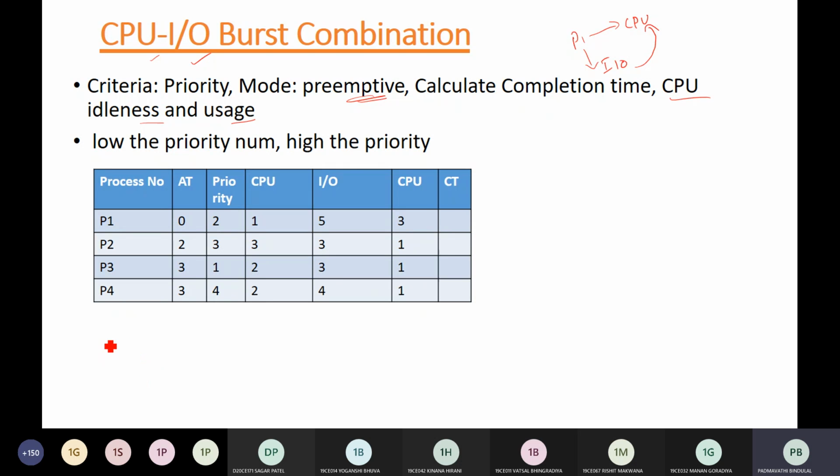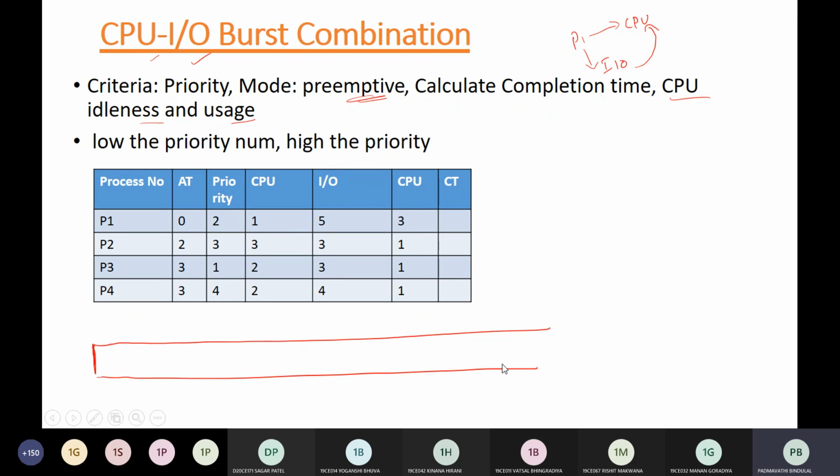Okay, so now let's start with the Gantt chart of this particular process. If you carefully observe, it is priority scheduling given. Now let's start again with the 0th instant. How many processes do you have in your system? In the 0th instant, you have only the P1 process.